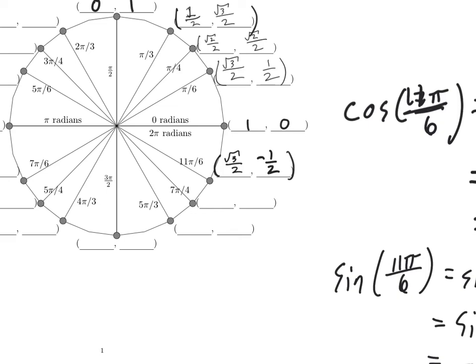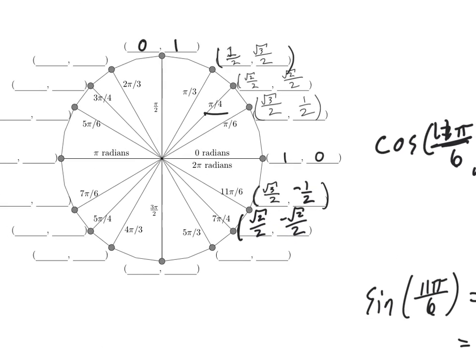Neato. And for the rest of these, you can do the exact same argument. To compute trig functions at 7 pi over 4, think about trig functions at pi over 4. You'll see that you get root 2 over 2, negative root 2 over 2. Trig functions at 5 pi over 3, well, that's 2 pi minus pi over 3. So this point should be the exact same as that point, but reflected over the x-axis. So I'll get 1 over 2, negative root 3 over 2. Nice. I'm going to stop there.